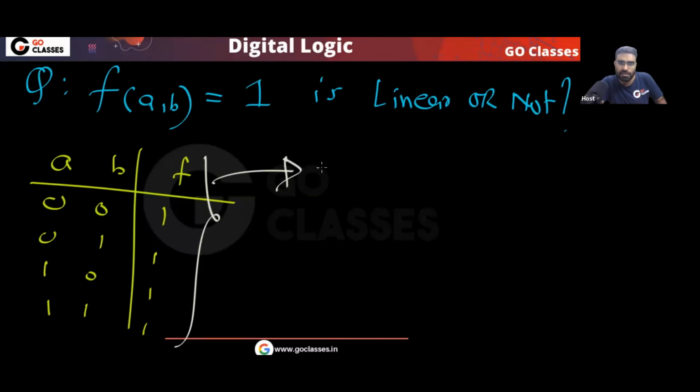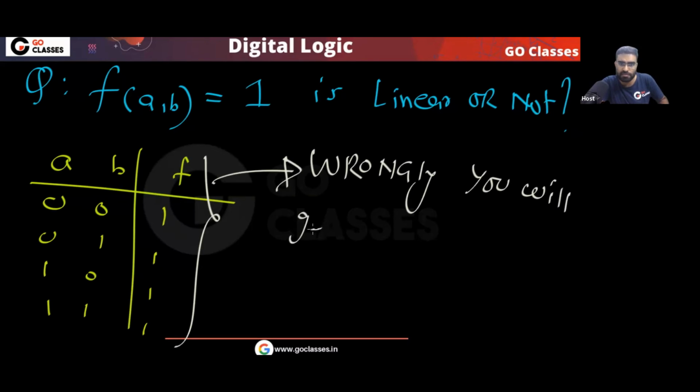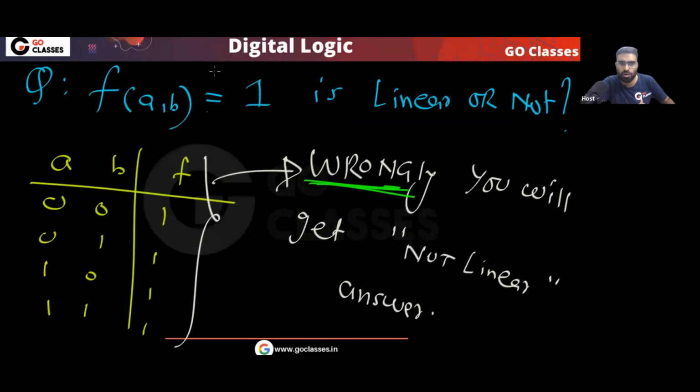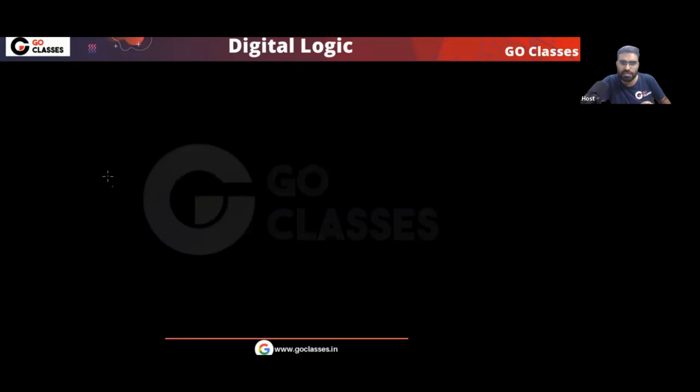If you do this, you are getting the answer wrongly. You will get the answer not linear. Yes or no? You will get a not linear answer. Is this clear? Wrongly you are getting that answer is not linear. Okay. Is this clear? So actually very simple.